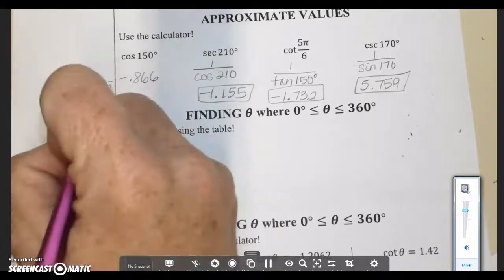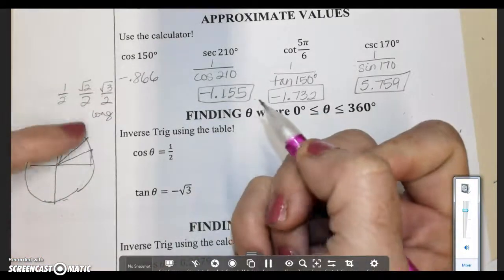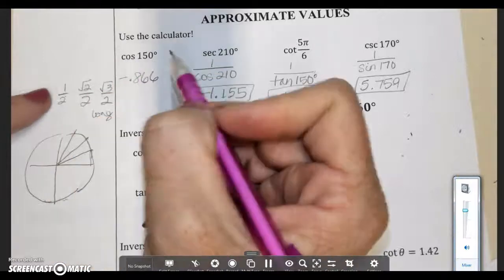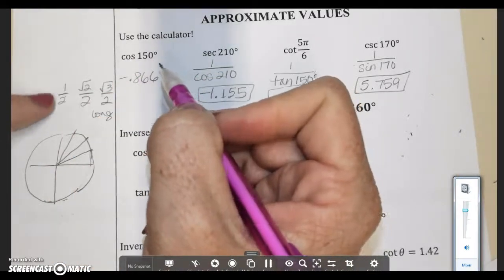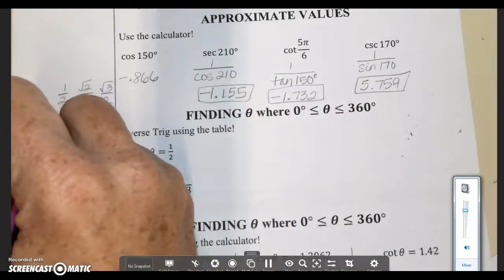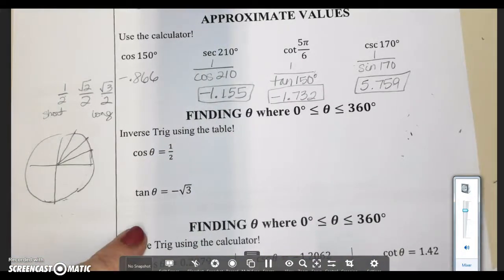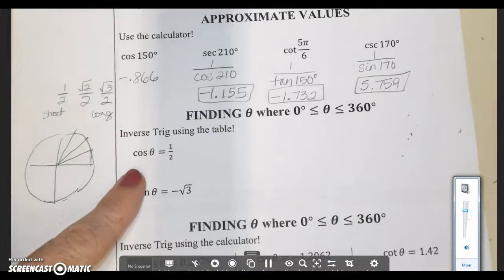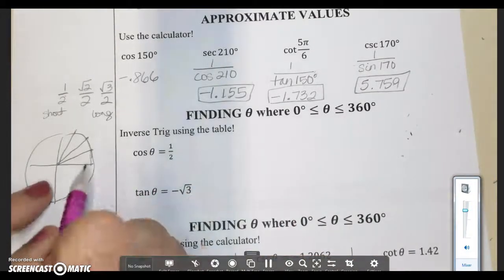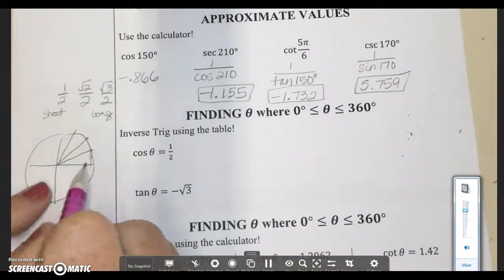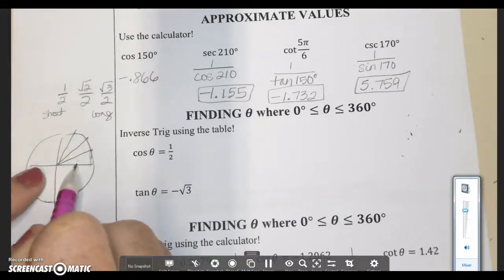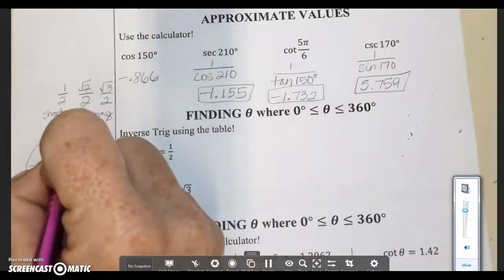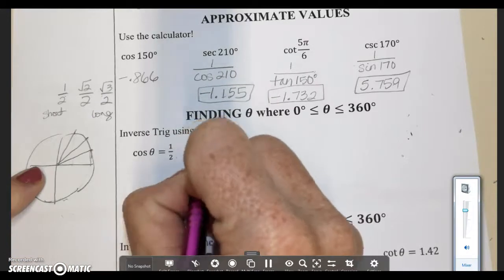The long side is always going to be square root of 3 over 2 in a 30-60-90 triangle. The short side will be the 1/2. Okay? So, let's think about cosine. Let's think about it without the table first, and we'll double check it with the table. So cosine is our horizontal measurement. So cosine of 1/2 is going to be the short side, and that occurs at 60 degrees.